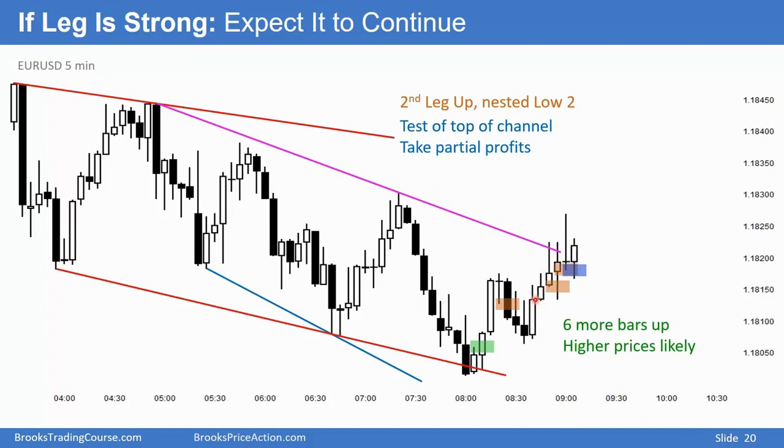Okay, we have 6 bars up here with no bear body, and 5 of those 6 bars are bull bars. 3 or 4 of them are closing in their upper half. And the context is good. We have a wedge bottom. The odds are we're going to go at least slightly higher.